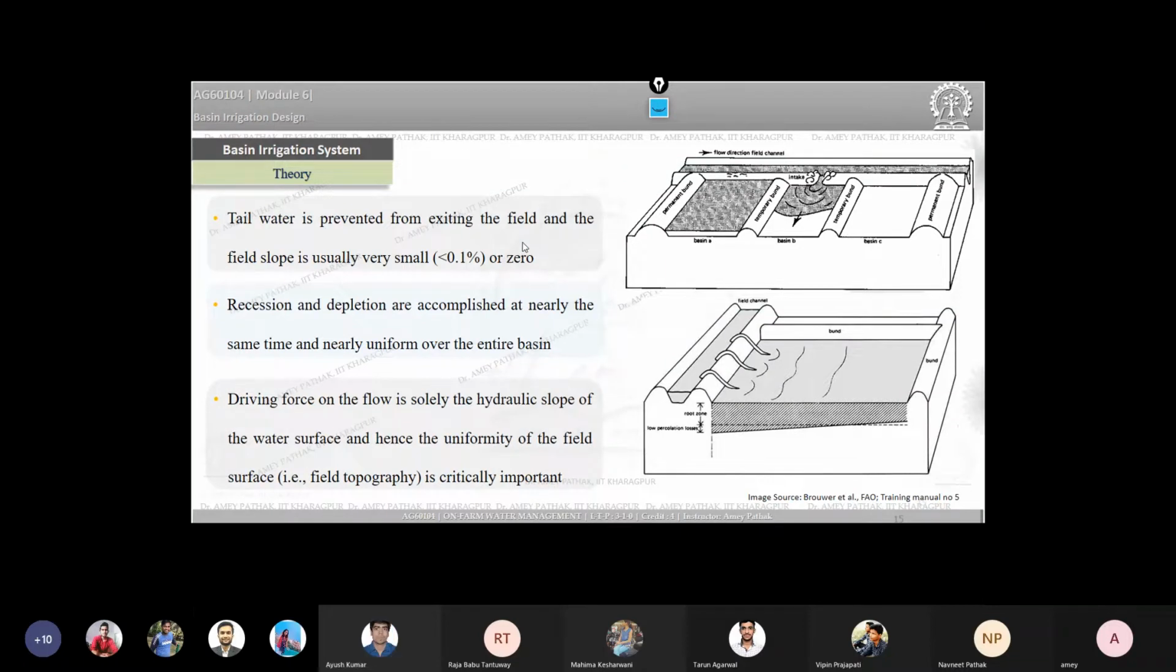I am saying that the driving force of water, the flow that is happening from this end to this end, is governed by the hydraulic slope of the water surface. So you are getting right what I'm saying. So the water surface, when you are supplying the water and it is moving like so, slope of this.